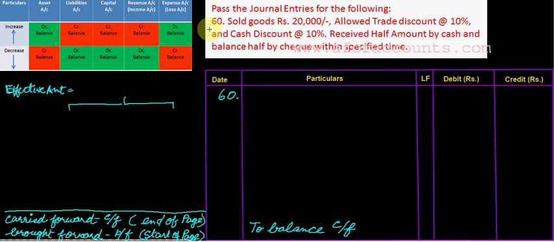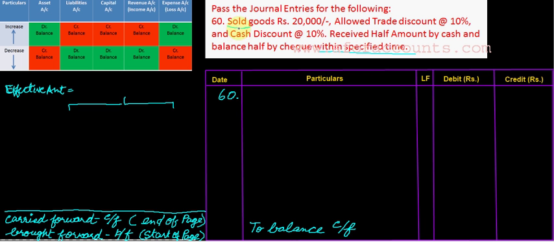Going to entry number 60. Sold goods rupees 20,000, allowed trade discount at the rate of 10% and cash discount at the rate of 10%. Received half amount by cash and balance half by check within specified time. So first of all, tell me what is the effective amount of sales.